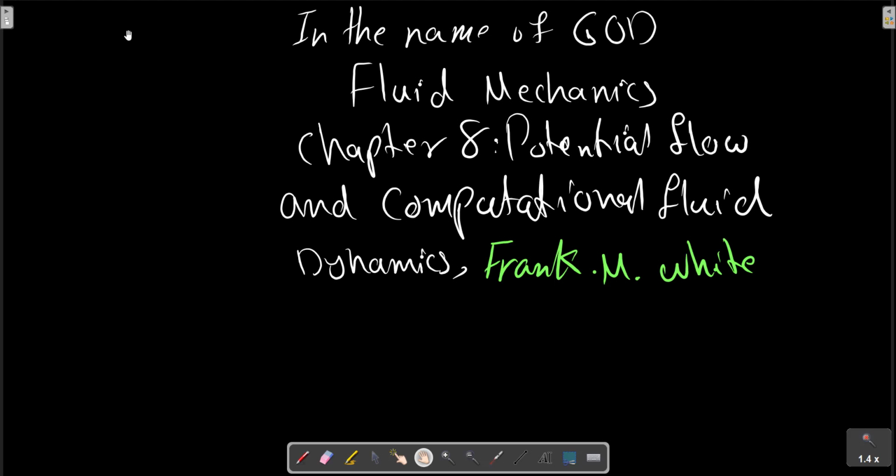In the name of God, Fluid Mechanics, Chapter 8, Potential Flow and Computational Fluid Dynamics, from Frank M. White, 7th edition.